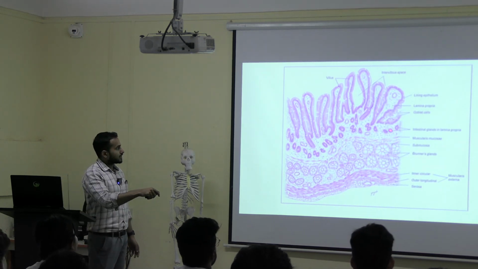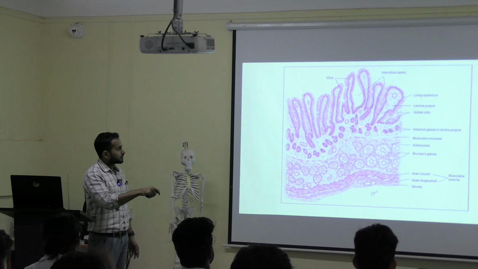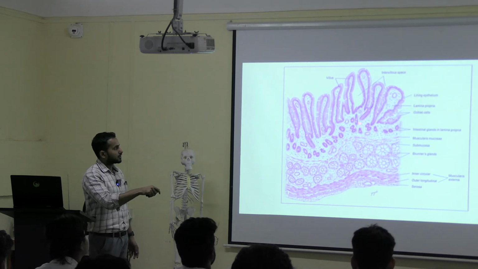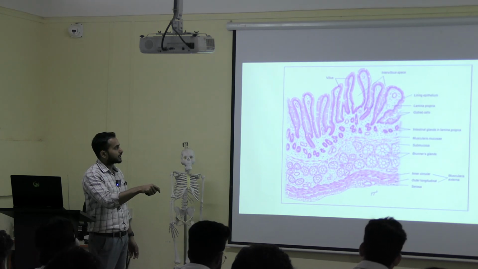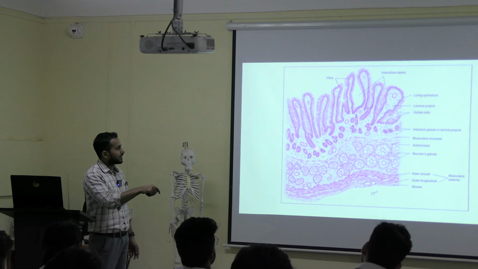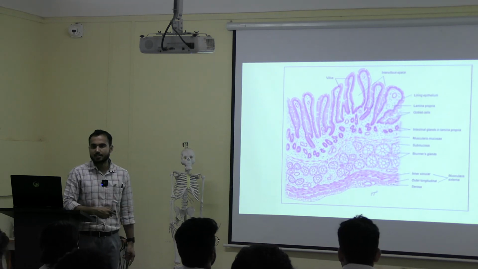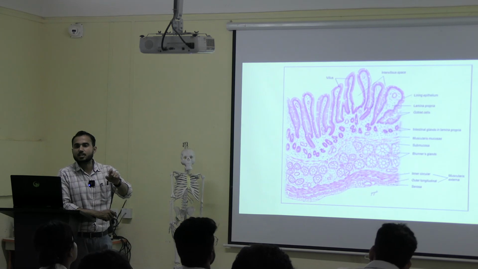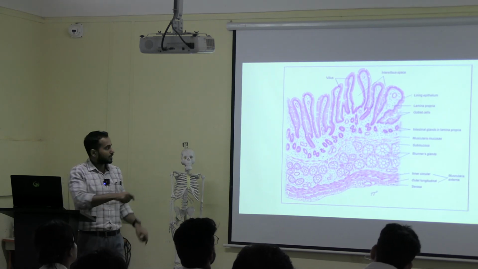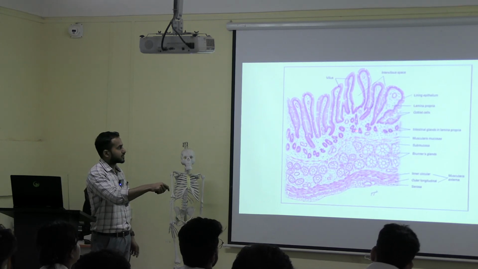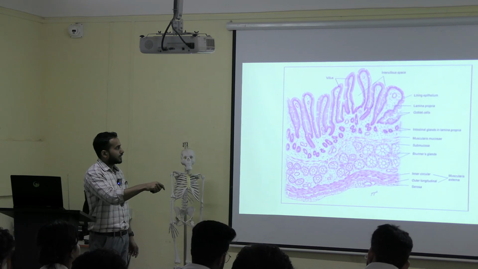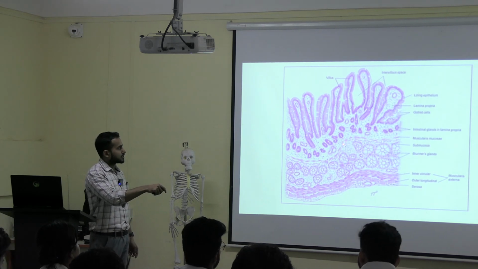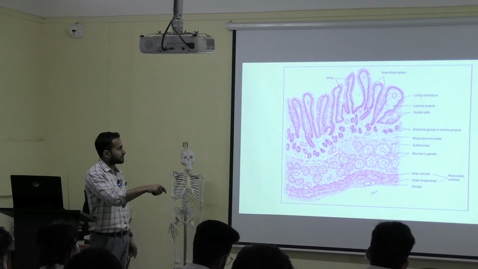Next, what are these cut sections? This is the lamina propria, this is the lamina propria. These cut sections are nothing but the intestinal glands, also called the crypts of Lieberkuhn. Just now we have studied the cells which are present. I was talking about these cells, these glands. Deep to that you can see this is the muscularis mucosae.